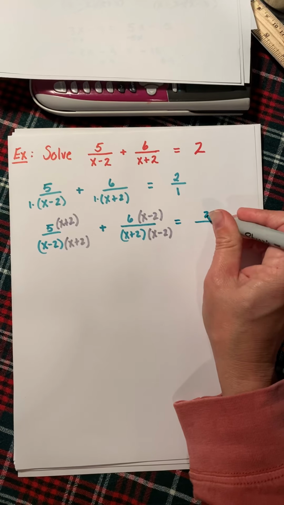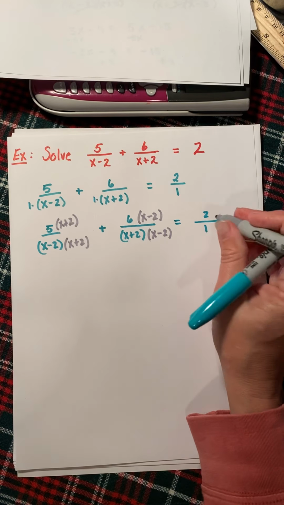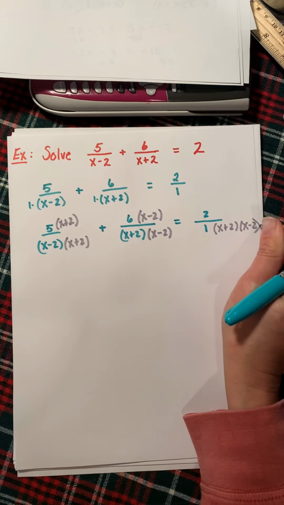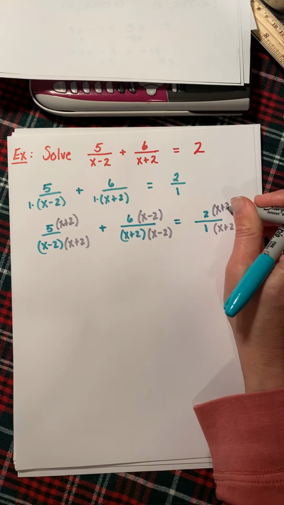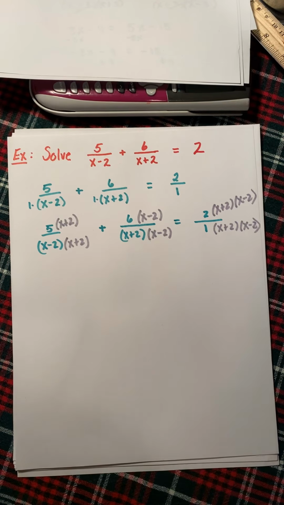And then we look at 2 over 1, and we notice that this denominator is missing both factors, x plus 2 and x minus 2. Don't forget to give it to the numerator. All right, so this simple problem got complicated pretty quickly.